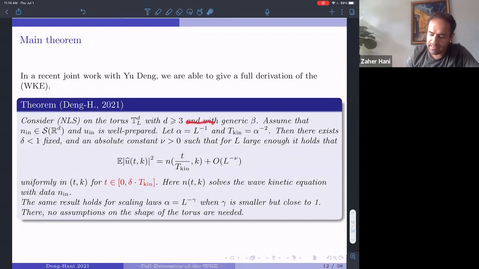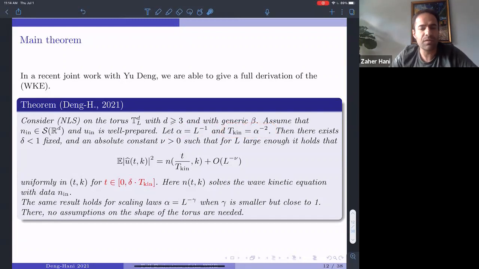So now we take the scaling law that we adopt: alpha equals L inverse. So alpha goes to 0 like 1 over L when L goes to infinity. And the kinetic time is 1 over alpha squared. The kinetic time is always 1 over alpha squared, it's always 1 over the strength of the nonlinearity squared. But here, since alpha is equal to L inverse, the kinetic time is L squared.